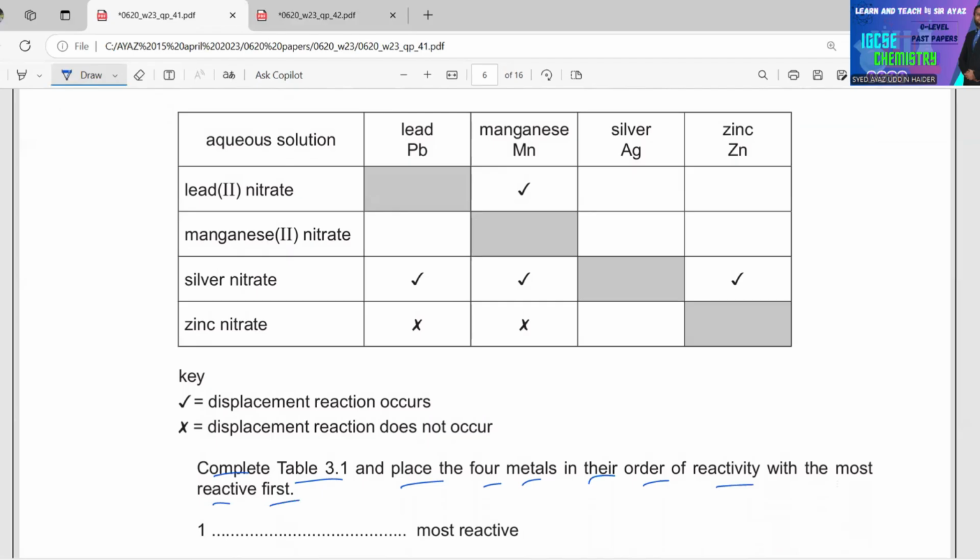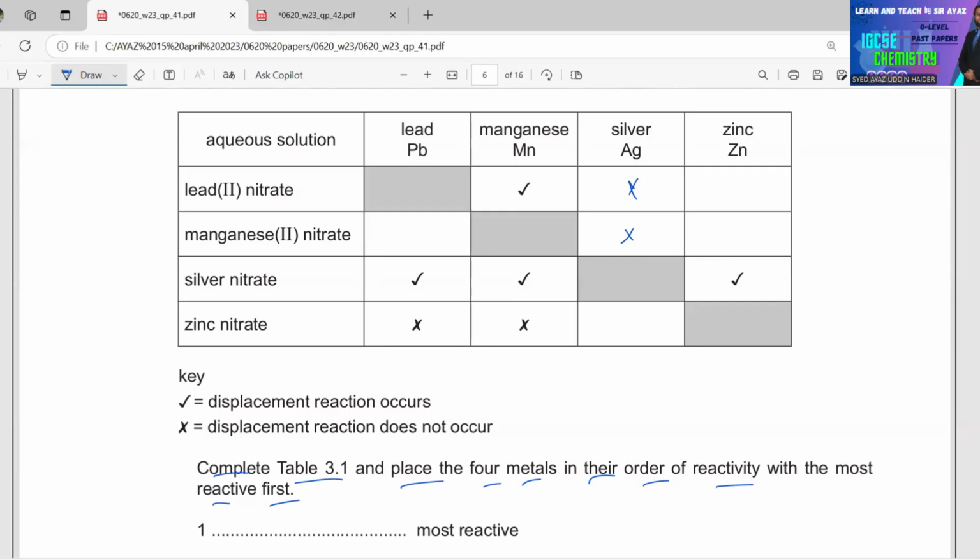So looking at this position, Ag won't be able to displace any of these. Because if you look at the reaction of silver nitrate with the lead, manganese, and zinc, we can see the tick sign, which indicates these all are displacing silver. So I will write cross for silver straight away.